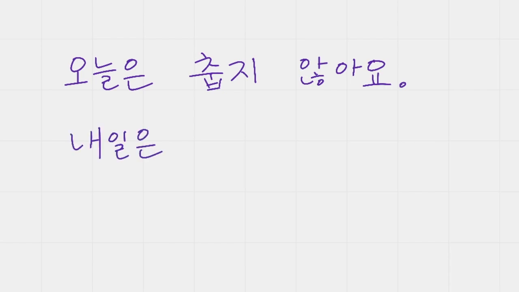It won't be cold tomorrow. Tomorrow, as for tomorrow, 내일은 춥지, and then just have a future tense.